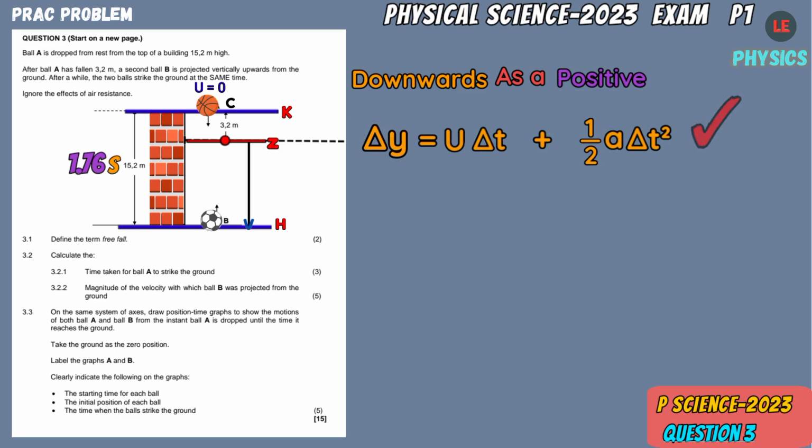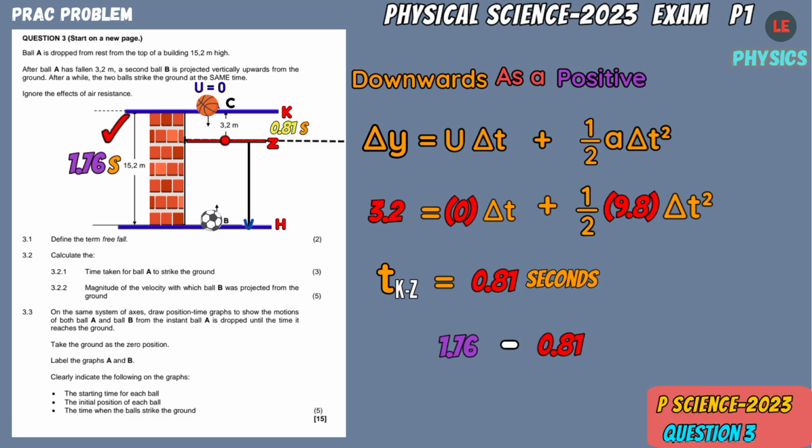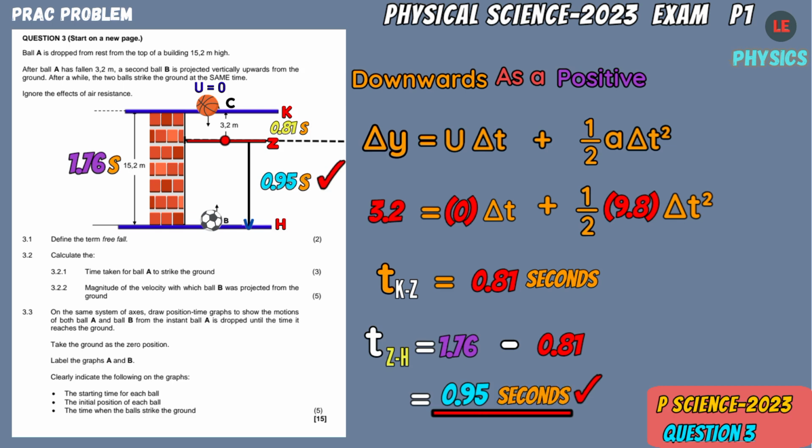We use this equation. On the height we put this 3.2, and this part is 0, because initial velocity is 0. We get 0.81 seconds, that is the time from top. Then we minus this 0.81 from 1.76 seconds, which gets us 0.95 seconds, and remember this 0.95 seconds is for both balls to hit the ground.